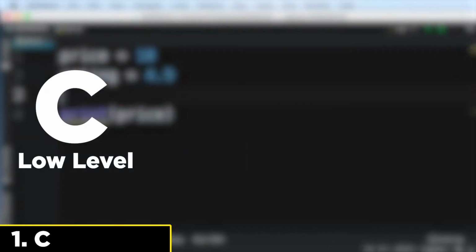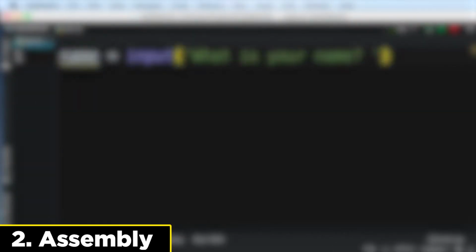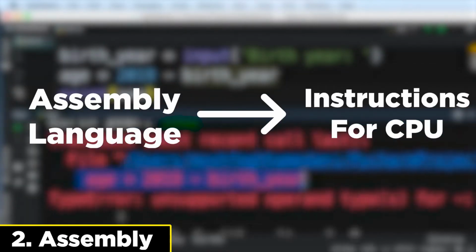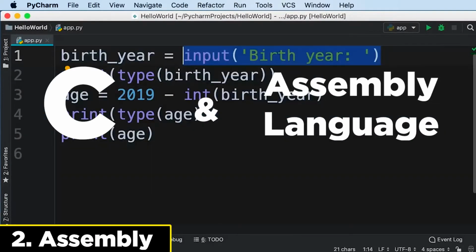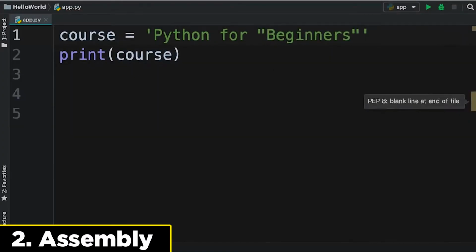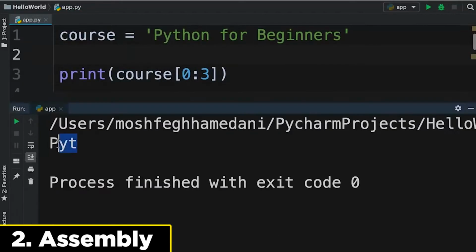C is a low-level programming language that translates efficiently into assembly language. This is good because assembly languages translate near perfectly into instructions the CPU can understand. Because of this, both assembly language and C are super fast. C had one big problem, however. It was less useful because it was not an object-oriented programming language.